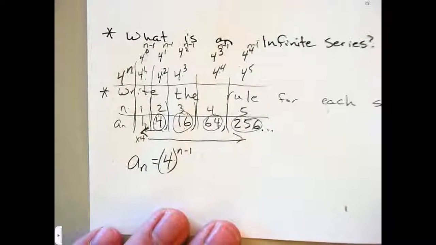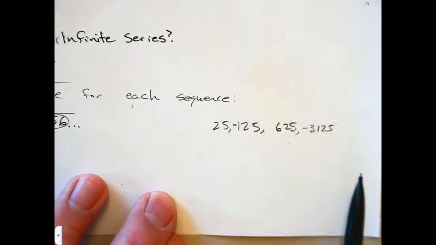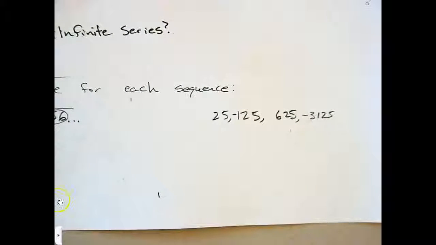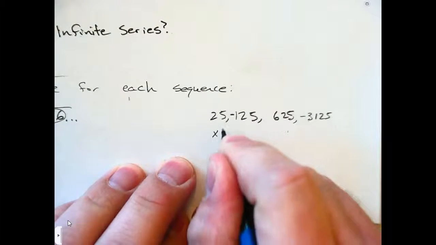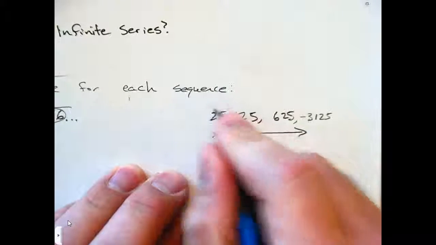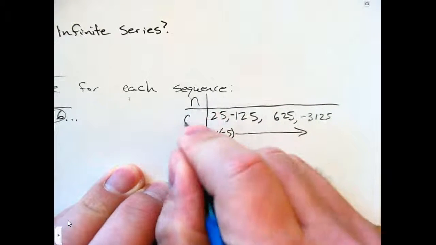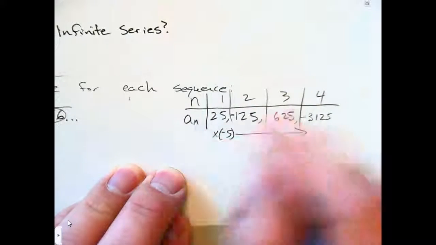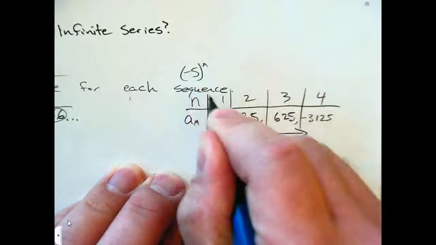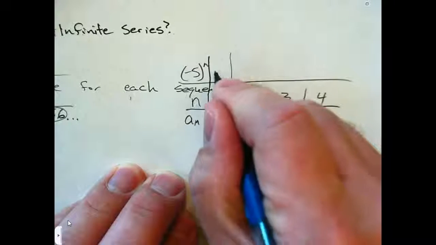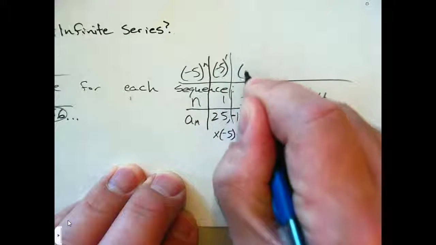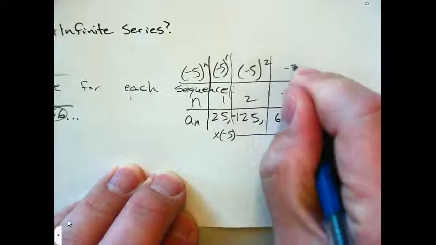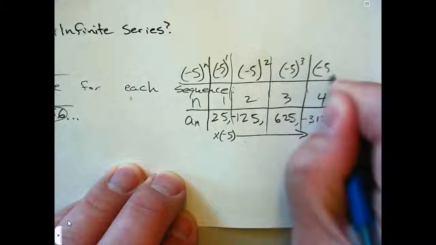Okay, let's see if we can solidify that a bit over here. Let's do this next one. Go through that same process, please. Was it linear? Quadratic? Exponential? Yes, multiplying by -5. Anytime, especially when you have a negative, make sure you put parentheses. So a sub n, we go 1, 2, 3, and 4. And if I'm putting my -5 in, that's -5 to the nth. I am going to then say this is -5 to the first, -5 to the second, -5 to the third, and -5 to the fourth.